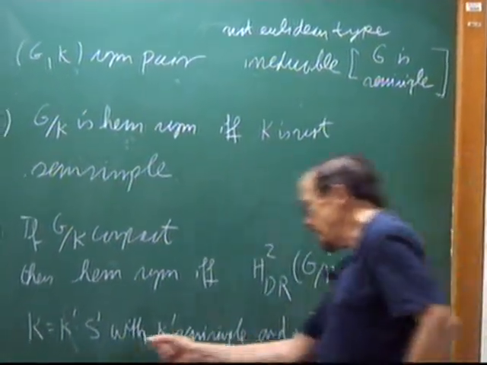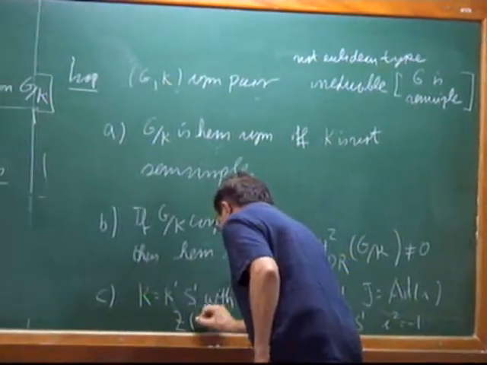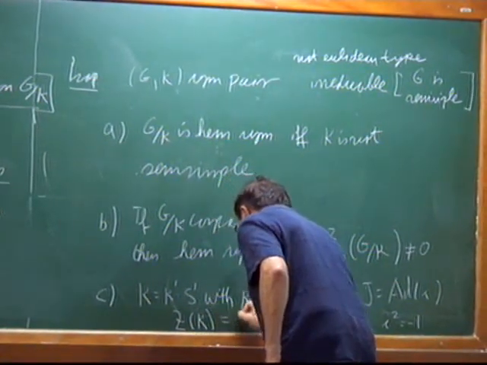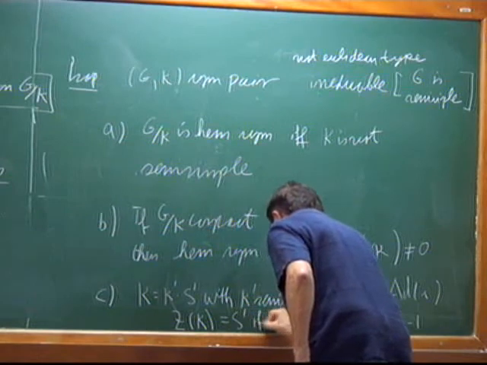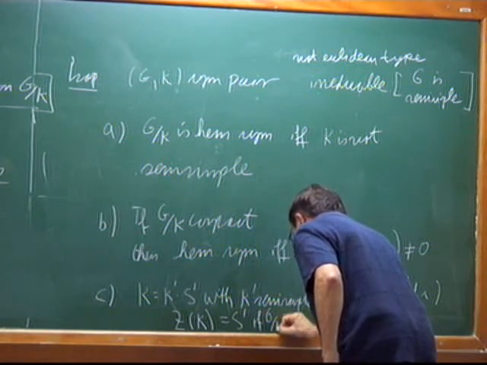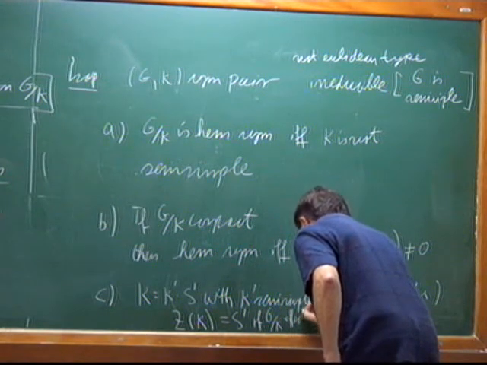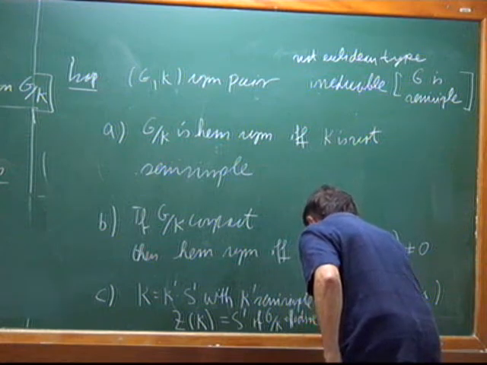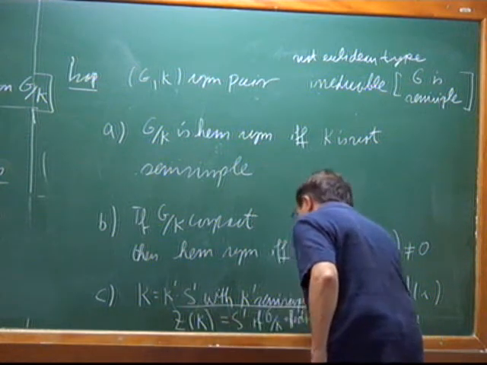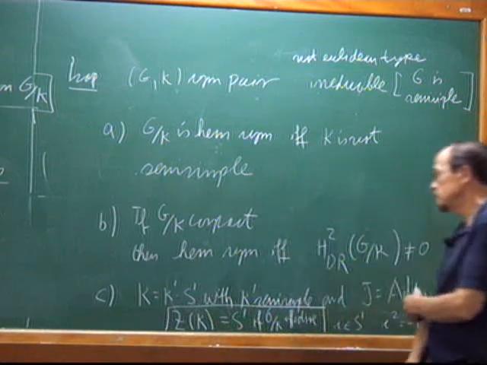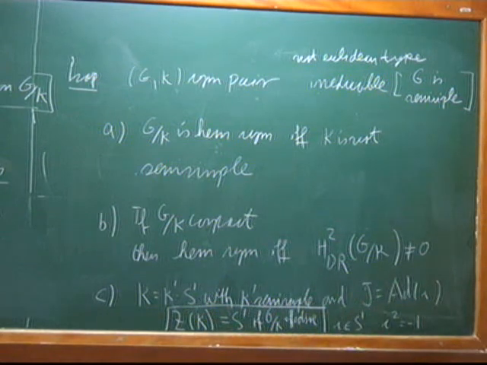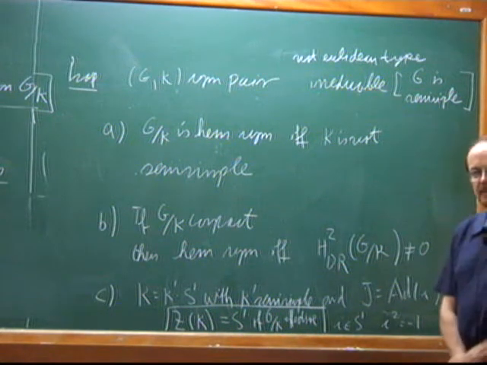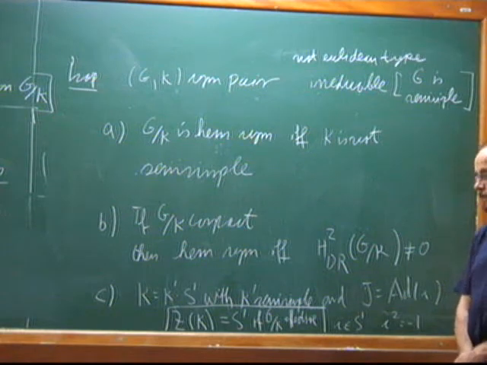In fact, here maybe I can add to this the center of group K is actually equal to S1 if G mod K is effective. The center is a circle. It could be a cross another finite group or something a priori.